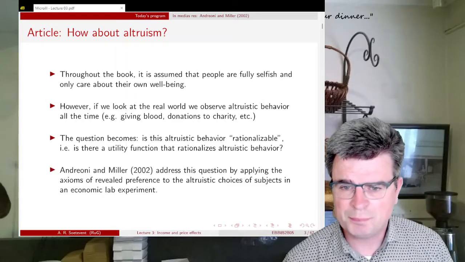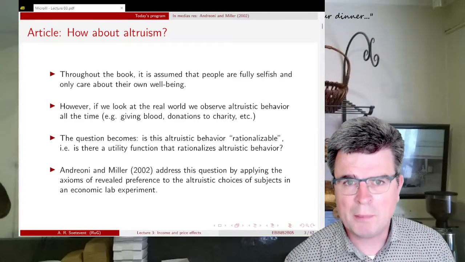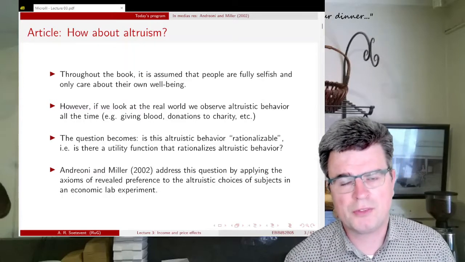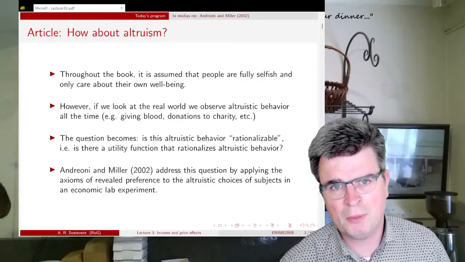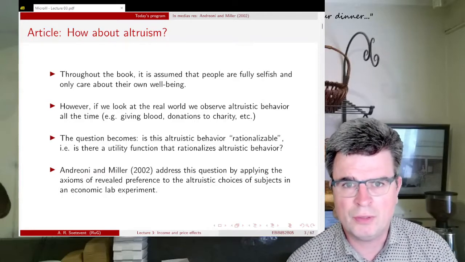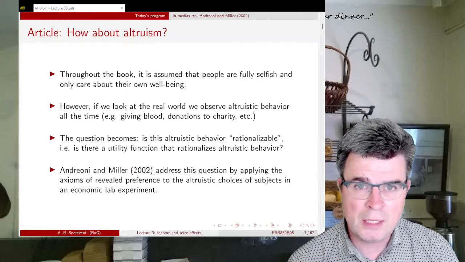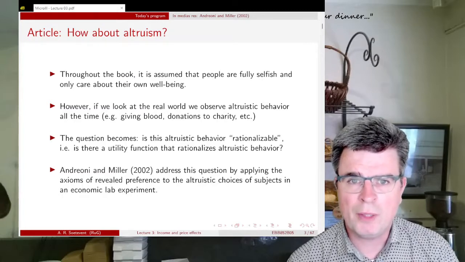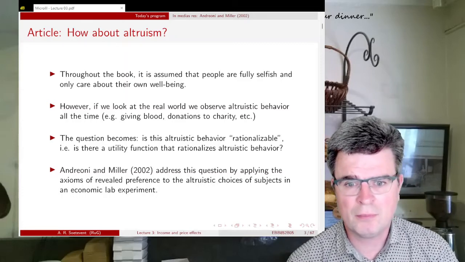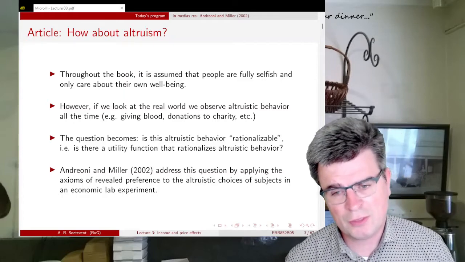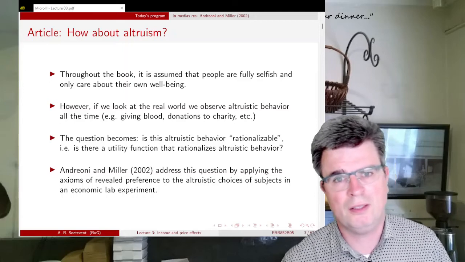In this study, they address this question by applying the axioms of revealed preference to the altruistic choices of subjects in a laboratory setting. So they use the methodology of experimental economics. That methodology has become much more prominent in the last 20, 30 years of economic research. As we will see at the end of this lecture, they applied it very fruitfully to investigate whether people make consistent altruistic choices. But before we get to that, we first need to go through a lot of theoretical detail that's in chapters 5 and 6, but also summarized in this lecture.